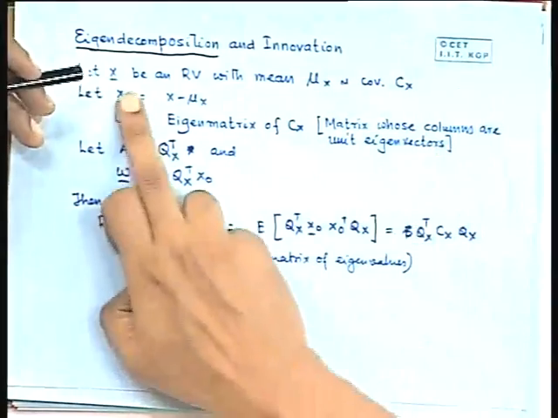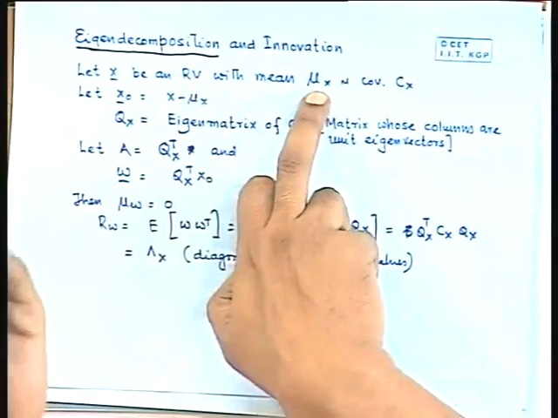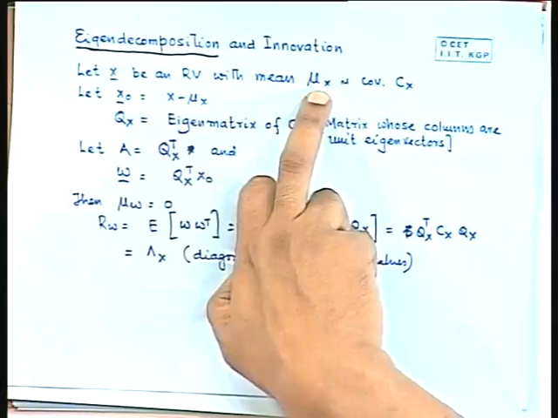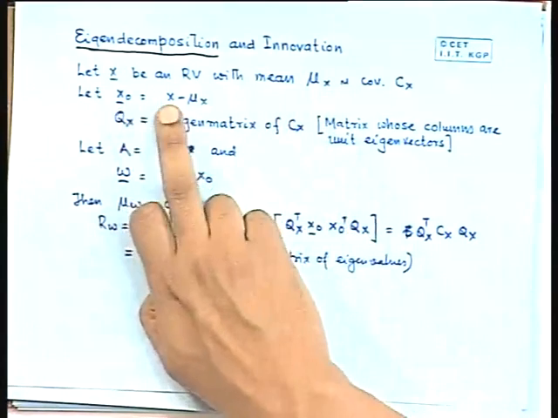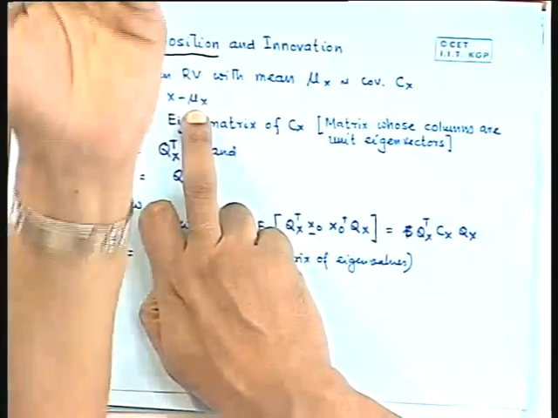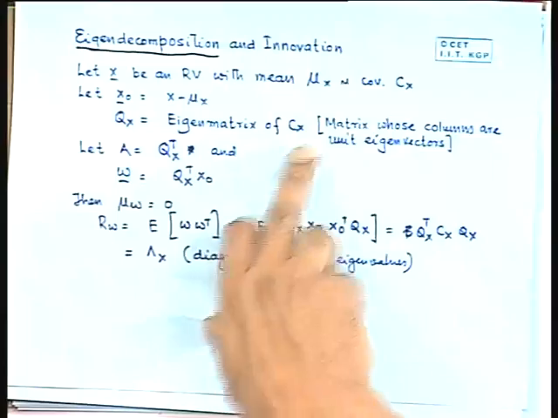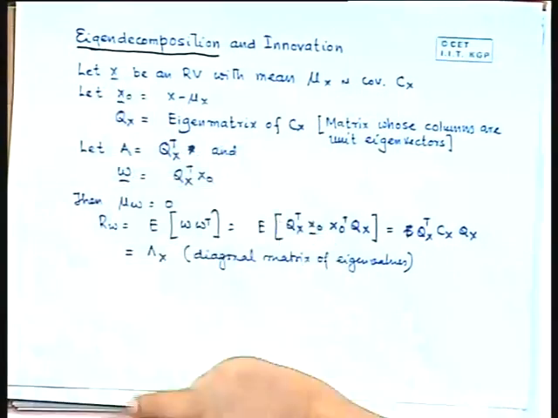So let X be a random variable. You can assume that it is with some mean. If you assume it has some mean, then you have to define a new variable which is x minus mu x, transform it to a zero mean variable, or you can start with a zero mean variable, either way it is okay. And Cx is the covariance matrix of X.